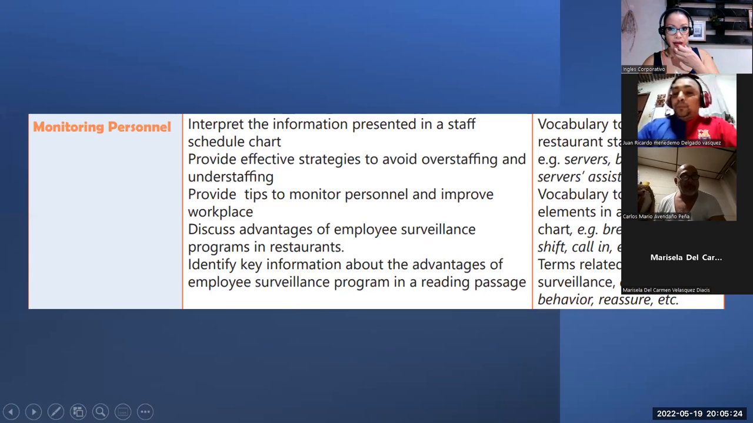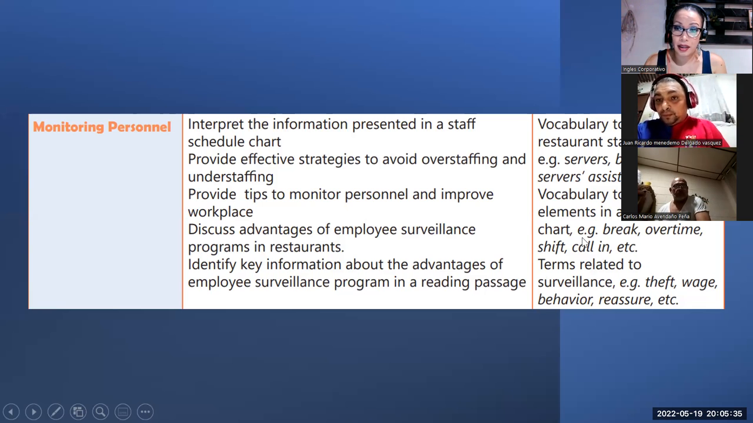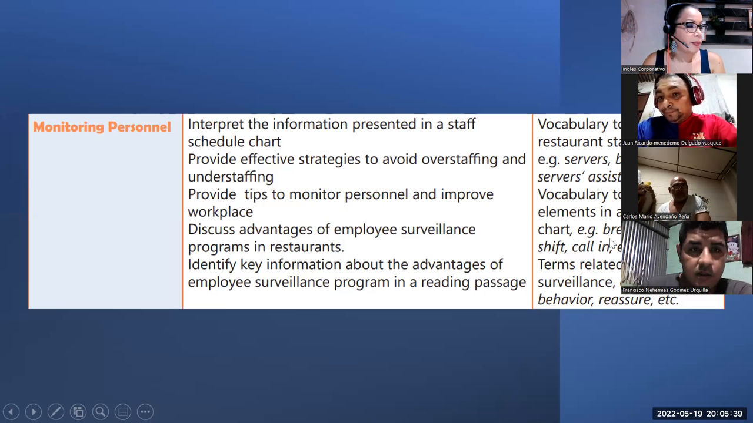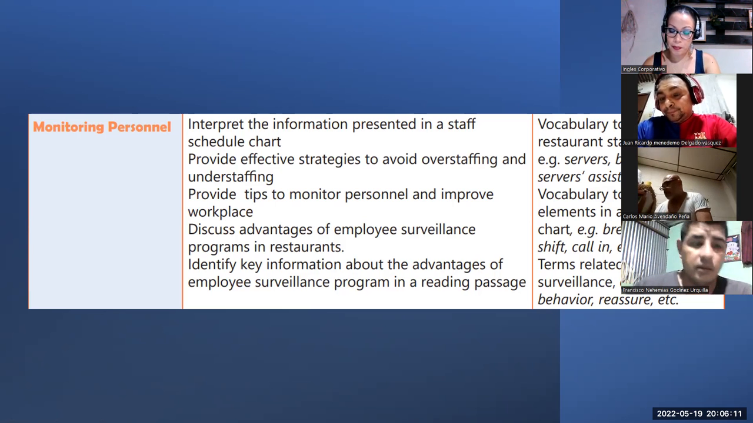Vocabulary to name elements in a staff schedule. Chart. Example: break, overtime, shift, call in, etc. Terms related to surveillance. Example: theft, wage, behavior, reassure.